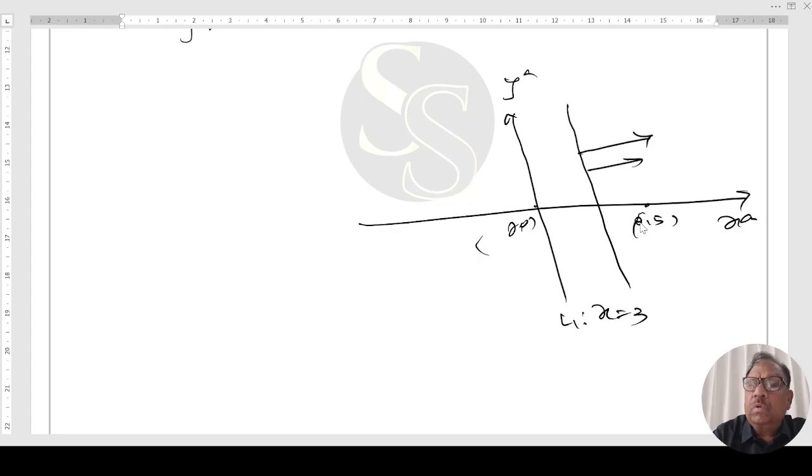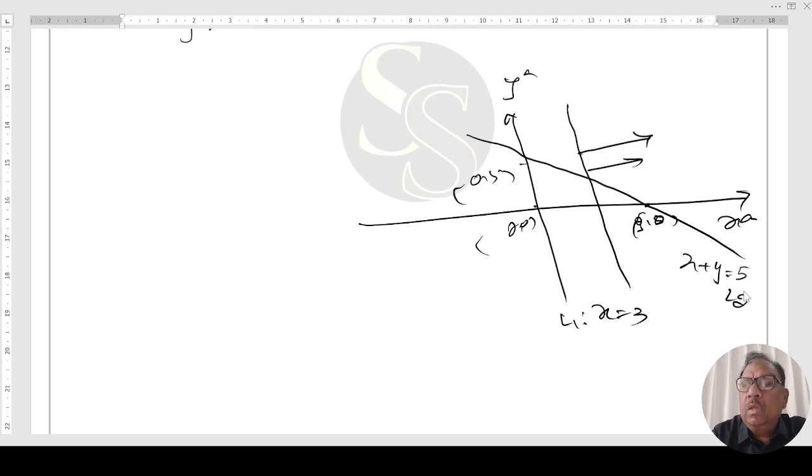5, 0. Sorry. 5, 0 and 0, 5. On simplification, this comes out to be x plus y equal to 5. This is line L2. On simplification, we put x equal to 3. So y comes out to be 2. This point is (3, 2).